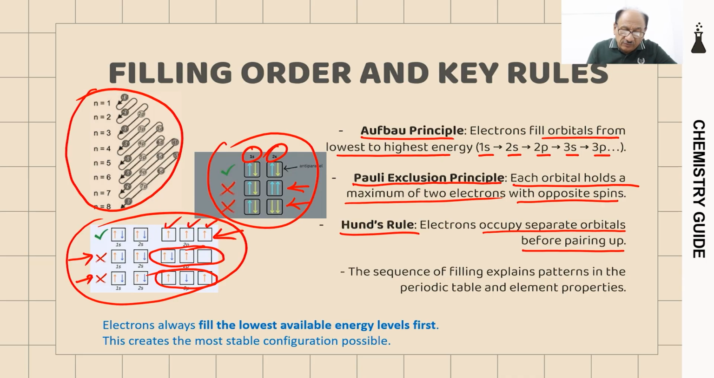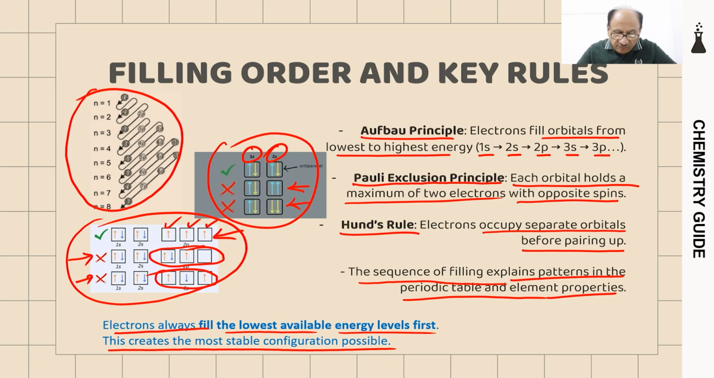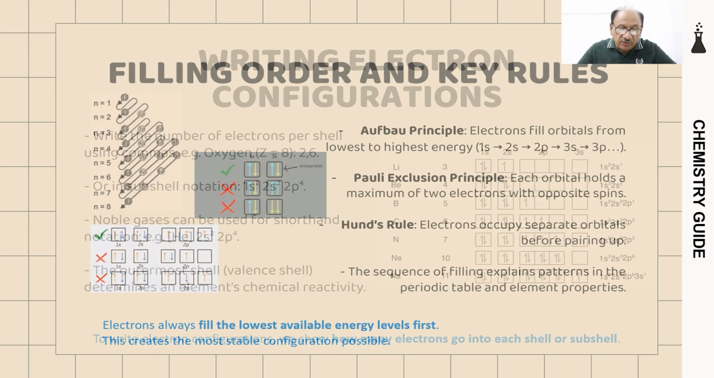So we have gone through three rules. One is Aufbau principle, the second one is Pauli exclusion principle, and third one is Hund's rule. The sequence of filling explains patterns in the periodic table and element properties. Electrons always fill the lowest available energy level first. This creates the most stable configuration possible.